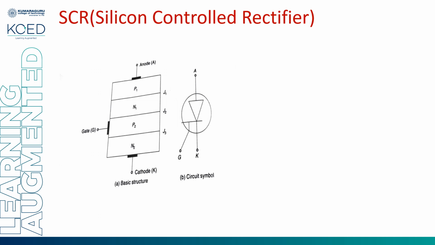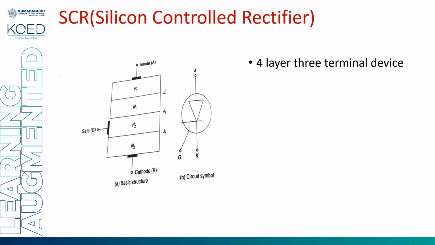And next is the silicon controlled rectifier. The silicon controlled rectifier is yet another device which we use for control purposes along with a control terminal called the gate. The structure of the PNPN diode is similar to the SCR, the only difference is we have a gate terminal or control terminal here. The symbol is also given. Since we have an extra control terminal, it is shown in the circuit symbol.